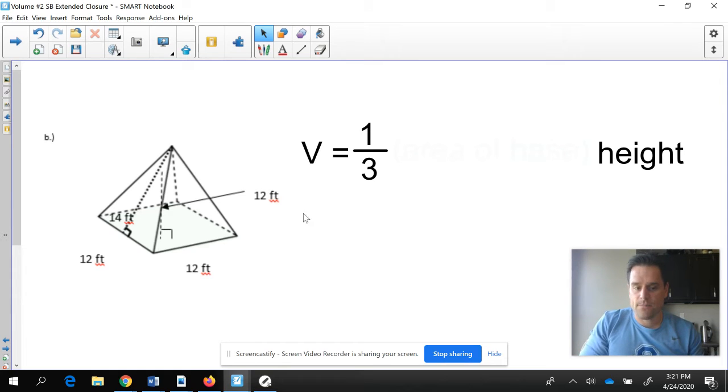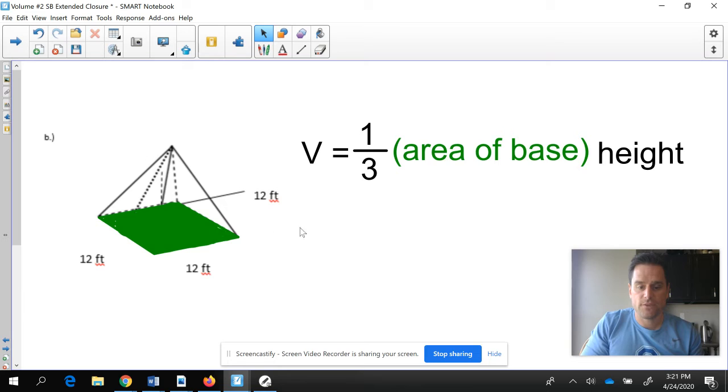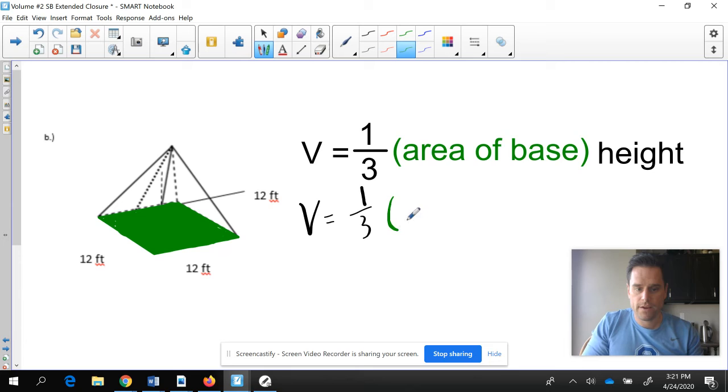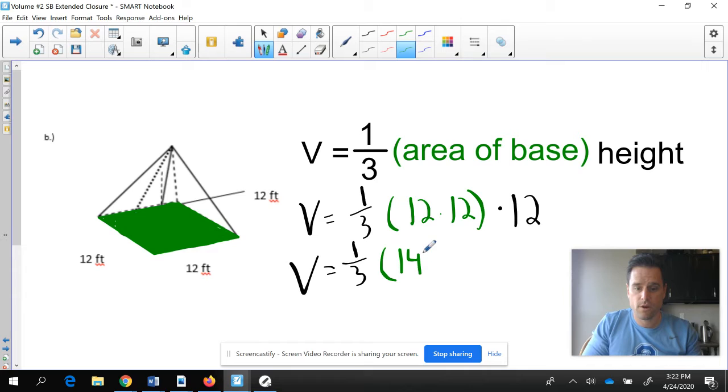But now let's find the volume of the exact same thing, but the difference is it's a pyramid, and we're going to use 1/3 the area of the base times height. So let's solve this. 1/3 the area of the base, excuse me, 12 times 12 times the height, which is going to be 12. And we're just going to solve this. I always like to solve the area of the base first, which is 144 times the height.